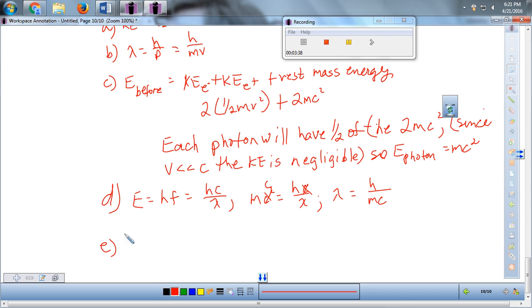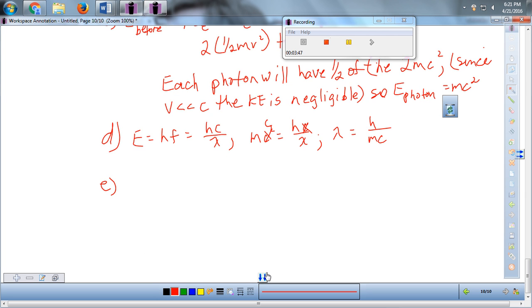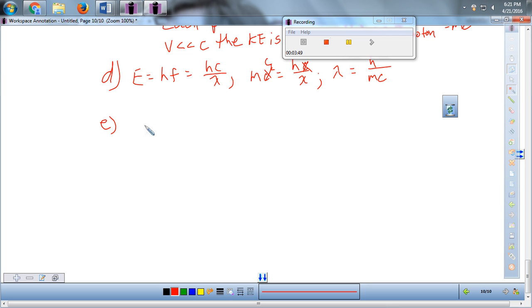All right, E says, explain why there must be 2 photons produced instead of just 1. So the momentum must be conserved, and the initial momentum would be 0 because I had mv plus m times negative v, and that adds up to 0. If that's true, then the only way to get 0 after the collision is to have 2 particles headed in opposite directions of equal mass. So there has to be 2 particles to provide that cancellation of the momentums.